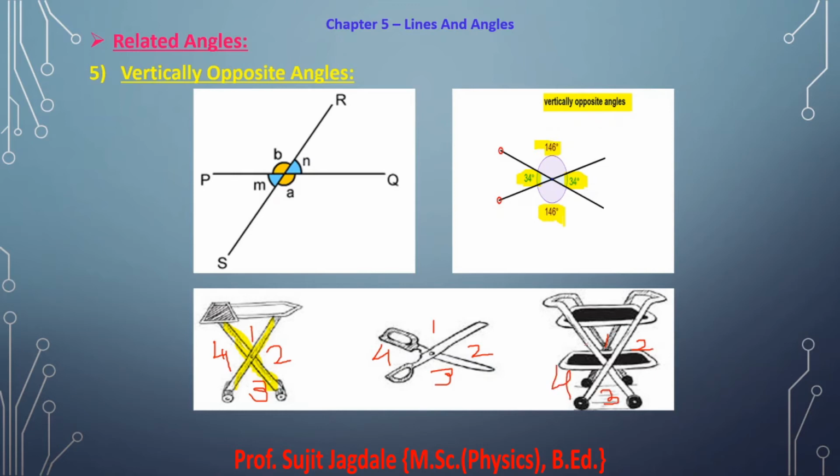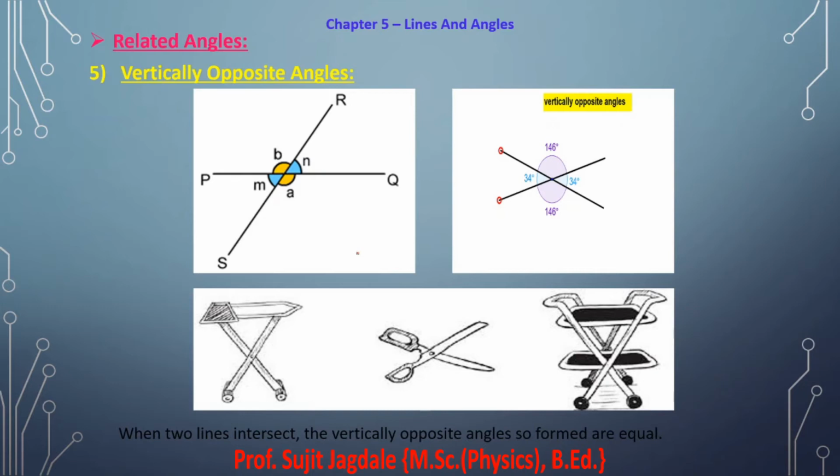Whenever 2 lines intersect each other, we get vertically opposite angles, and when 2 lines intersect, the vertically opposite angles so formed are equal. This is the general statement regarding vertically opposite angles, and it is applicable each time. It doesn't matter how those 2 lines are intersecting, whether they intersect at exactly the middle, or at one end, or the other end like this. Whatever the intersecting point, the vertically opposite angles are going to be equal.